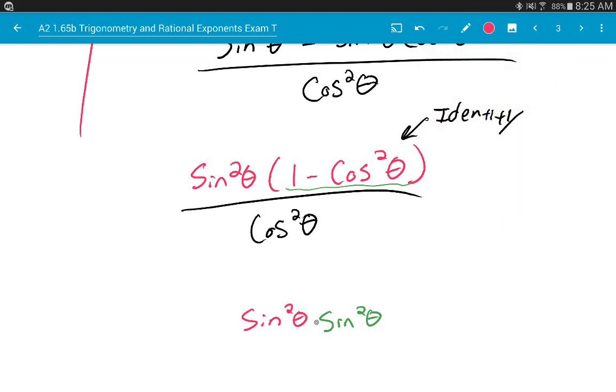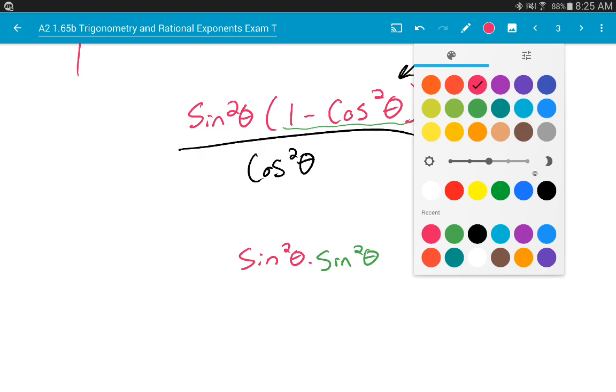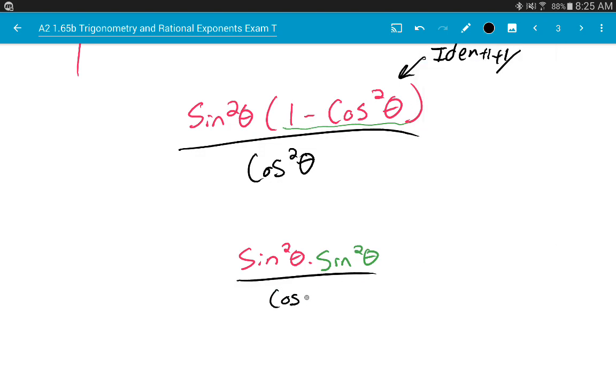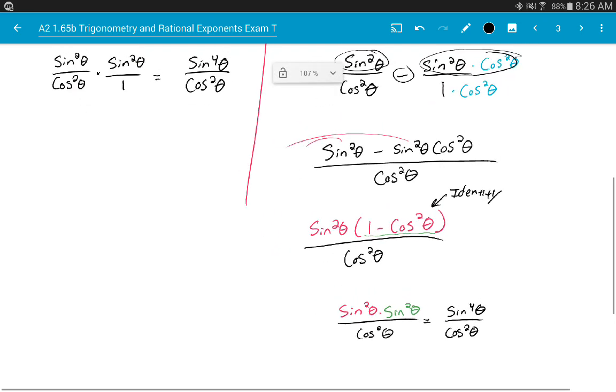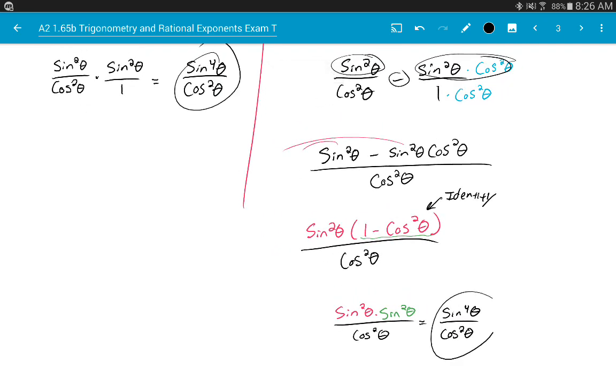So I get sine squared theta times sine squared theta over cos squared theta, and that is sine to the 4th theta over cos squared theta, which, if you look at the left and the right-hand side, they are now equal. So the left-hand side equals the right-hand side, which was what we wanted.